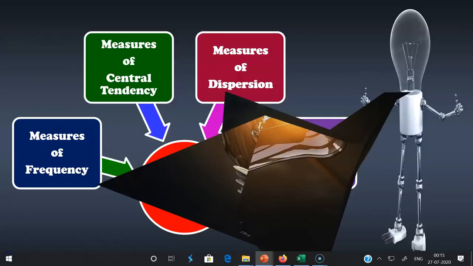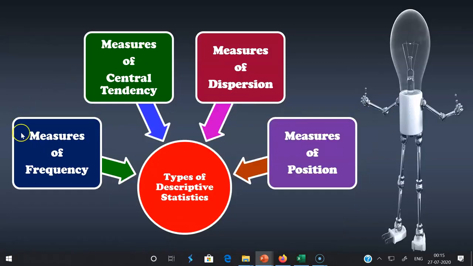Generally, there are four major types of descriptive statistics. The first one is measures of frequency. It consists of count, percent, and frequency. It shows how often something occurs, and it is used when we want to show how often a response is given. The second type is called measures of central tendency.